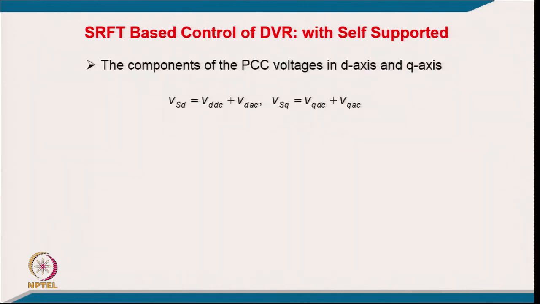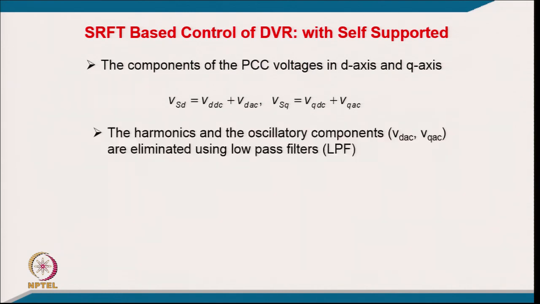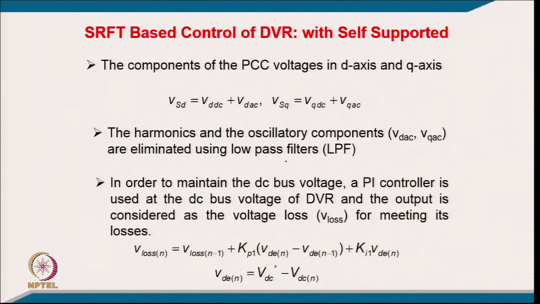So, coming to the equations for this, these are the components of the PCC voltage in the D and Q axis. We can call it the source voltage DC part, and this is the AC part, which comes from the source side, because the source side might have a power quality problem. So, you might have an AC as well as a DC component for DQ, and the harmonics and oscillatory components in this are eliminated by using a low pass filter. In order to maintain the DC bus, a PI controller is used at the DC bus of the DVR, and the output is considered as the voltage loss for meeting its losses.